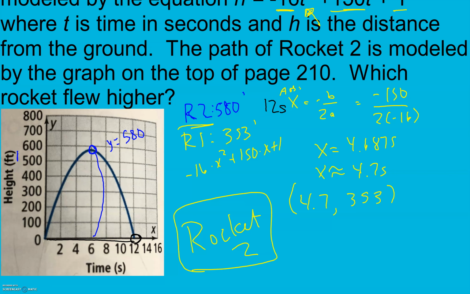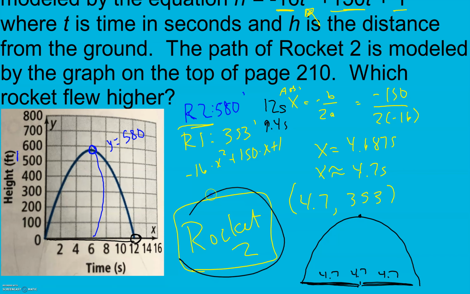We can figure out how long rocket 1 stayed in the air because we found the vertex, which is our maximum value, and that happened at 4.7, which means the distance on the way up was 4.7, so the distance on the way down is also 4.7. So if I take that 4.7 and double it, it gives me about 9.4 seconds. So which one stayed in the air longer? Here we have rocket 2 again.